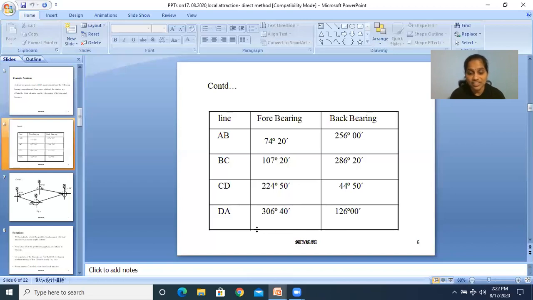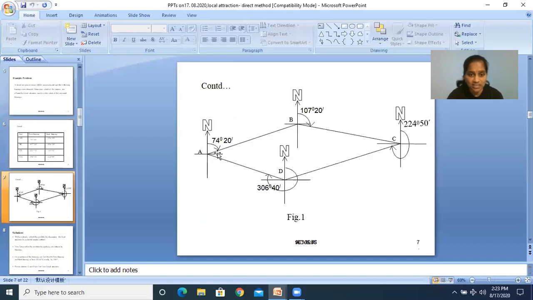So here the station C and D are free from local attraction, and the bearings which we have taken from the C station and D station are all correct bearing. So now we will see what are the bearings we have taken from C and D. Here you can see from C and D station. So first of all we see this sketch. By using those bearing we have sketched this sketch.